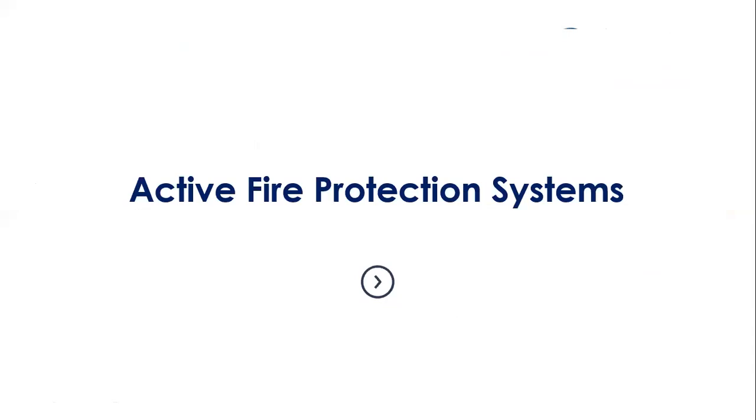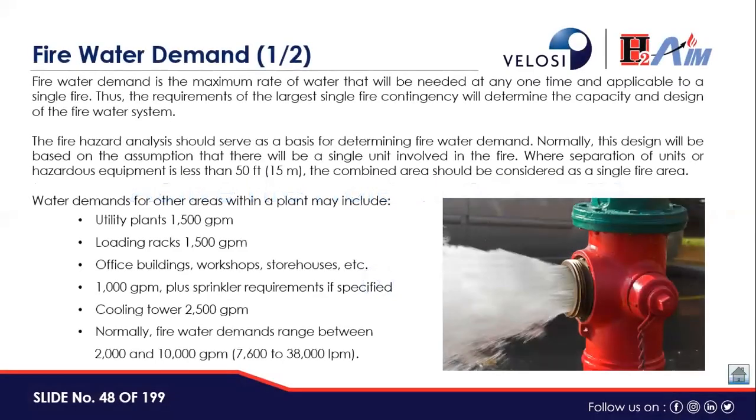Then active fire protection system. Okay. So these are the normal main active fire protection system names I have given. So we'll be giving a little bit more details now. So still 48 slides, we have to go through the 199. So we'll be having one break in between for question answers, then my colleague will take over.